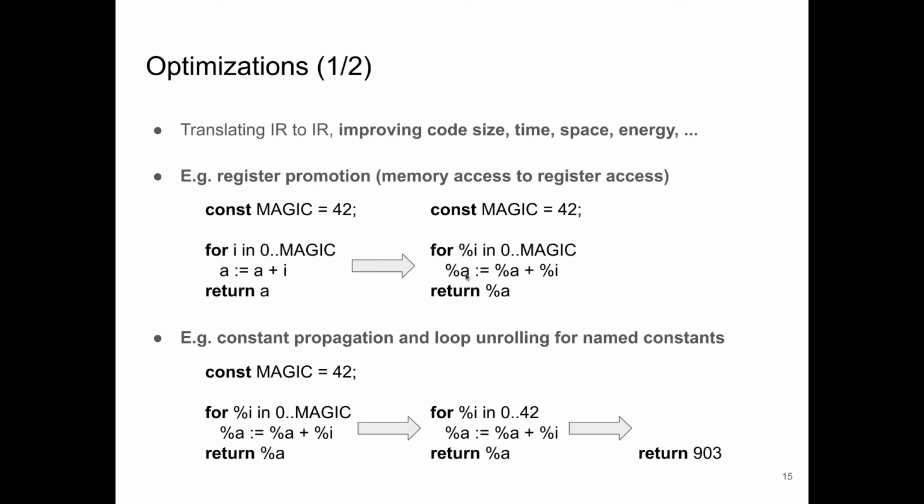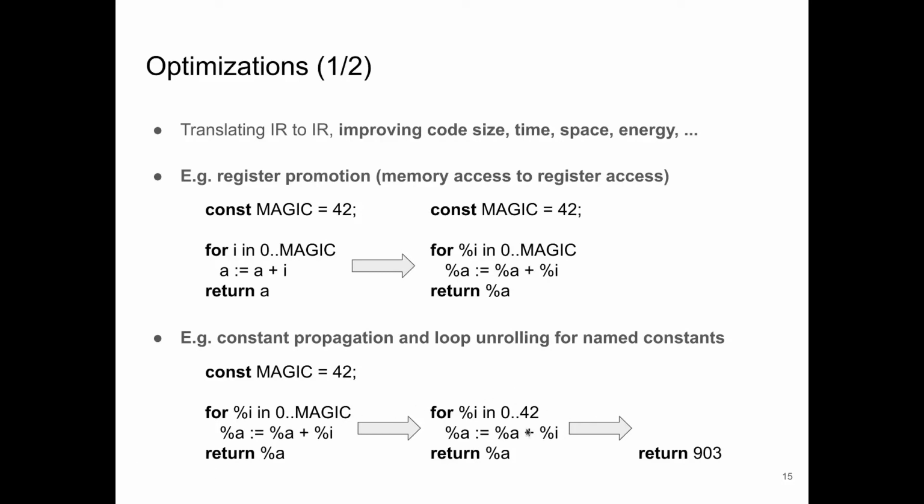So we can perform such an optimization first by performing register promotion like this. And after register promotion, we can easily perform other optimizations as well, like constant propagation or loop unrolling. First of all, look at this code, and you can see that magic is just 42. So we can replace this magic with 42. So this arrow is performing the first optimization, replacing magic with 42.